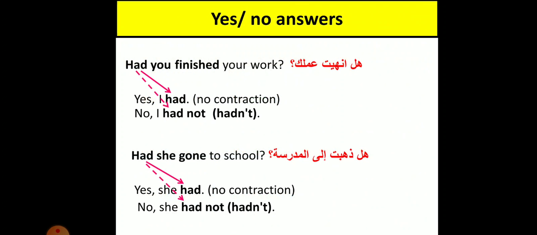Yes, no answers, or short answers. Had you finished your work? Yes, I had. No, I had not, or the short form, I hadn't. Okay, we make use of the auxiliary verb had. She had gone to school. Had she gone to school? Yes, she had. So here we don't use the contraction. Yes, she had. No, she had not, or no, she hadn't.